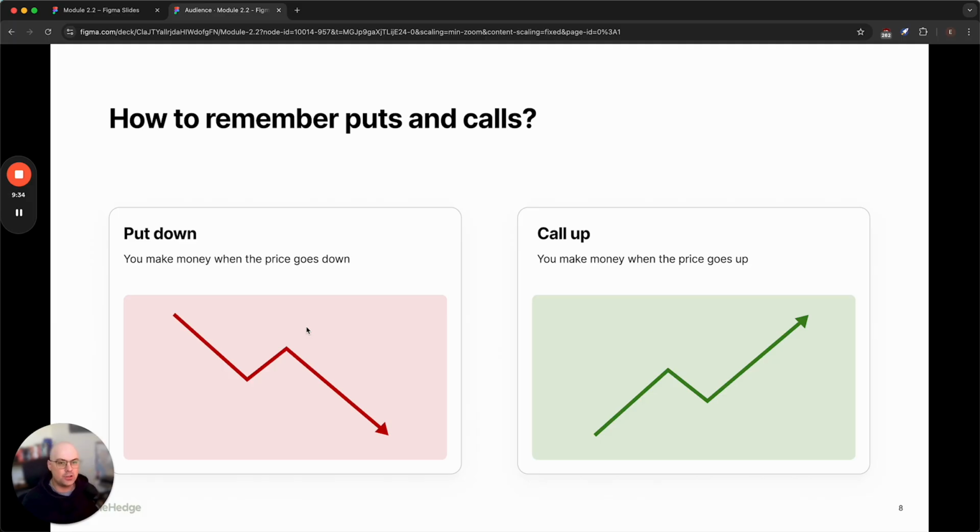So here's an easy way that I always learned, and an easy way to remember the difference between puts and calls when you're first learning them. Put down, you make money when the price goes down. Call up, you make money when the price goes up. So put down, call up, that's an easy way for you guys to remember the differences between puts and calls. You buy puts and the price goes down, you make money. You buy calls and the price goes up, you make money. Put down, call up. Easy for you guys to remember.